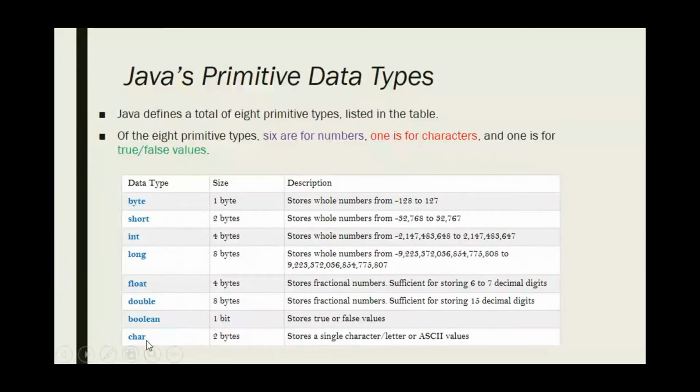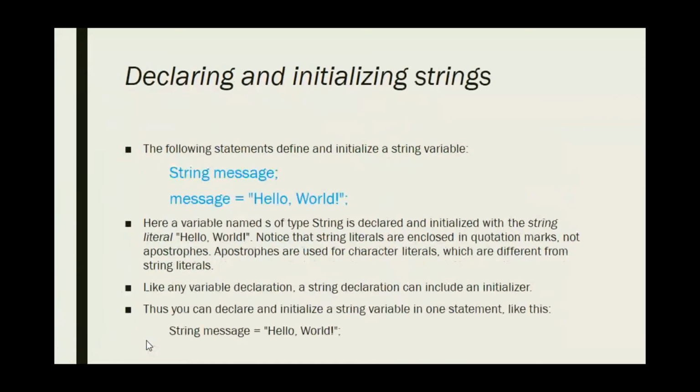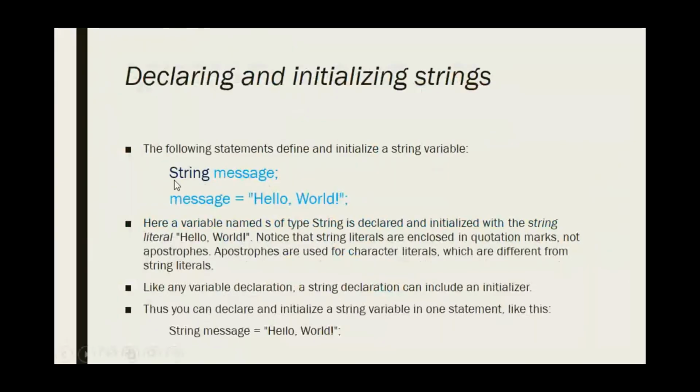But if you are going to use the String data type, the color will be a bit darker. The String data type will become this color, and you notice that it starts with a capital letter. Why? Because this is an example of a non-primitive data type. This is not a common data type. It's created for you to use in Java programming.